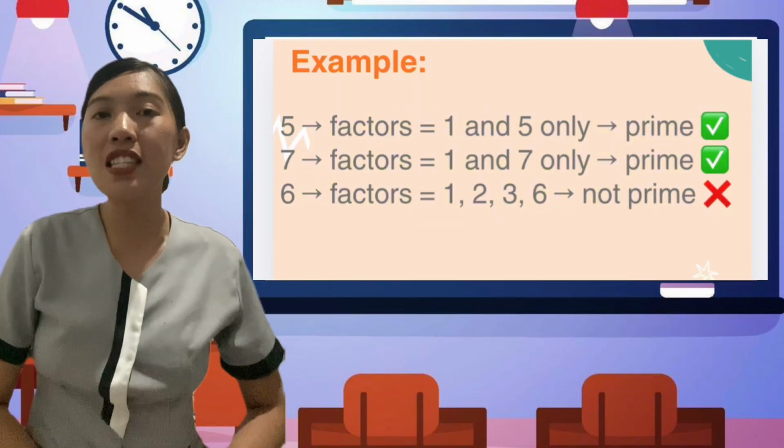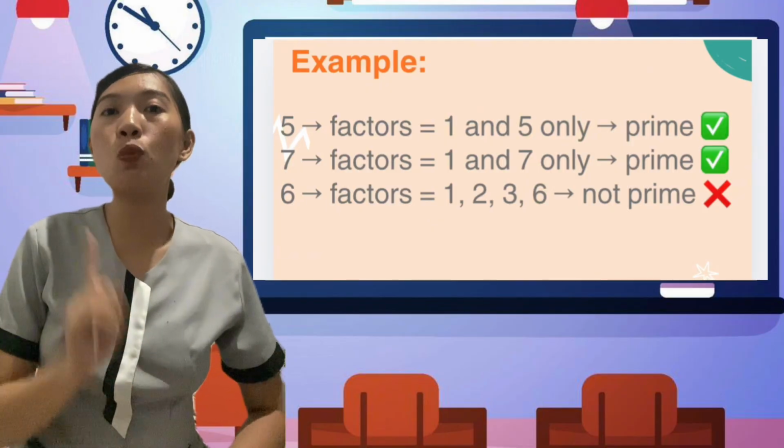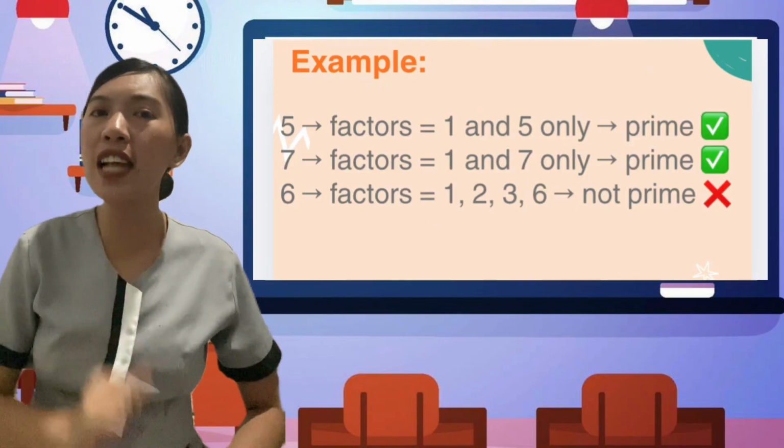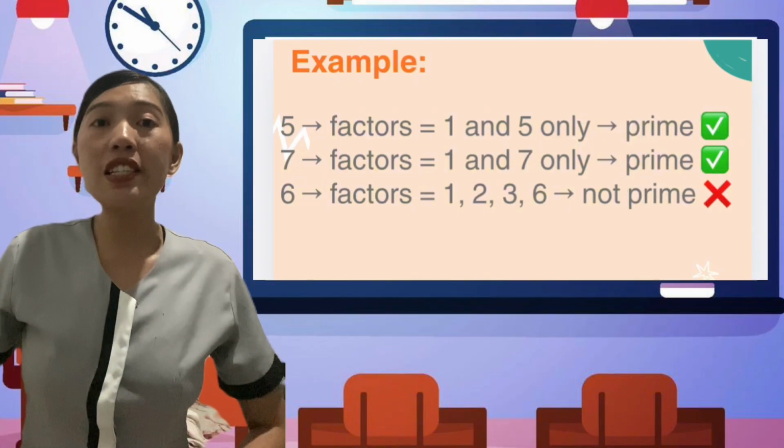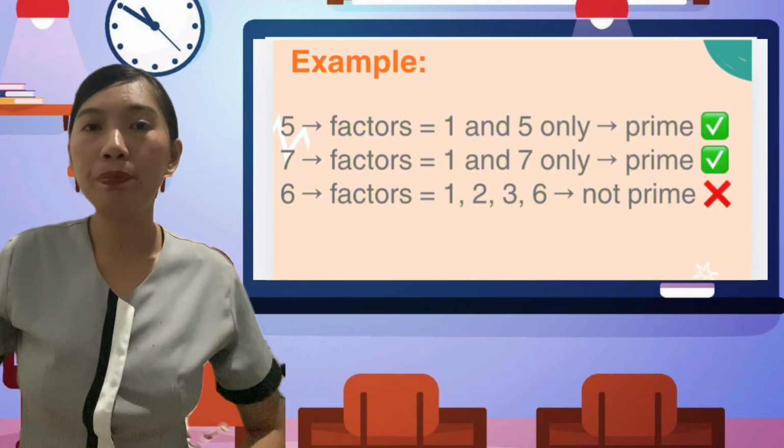6. Factors of 6 are 1, 2, 3, 6. Is that a prime number or not? Very good. That is not a prime number.